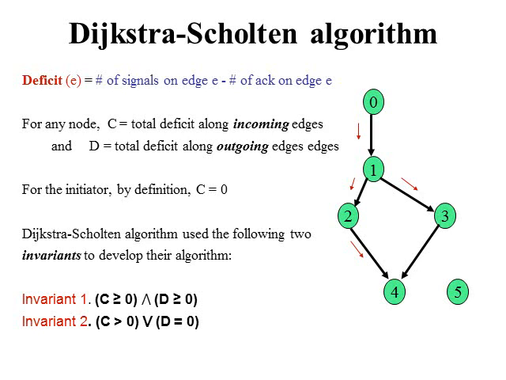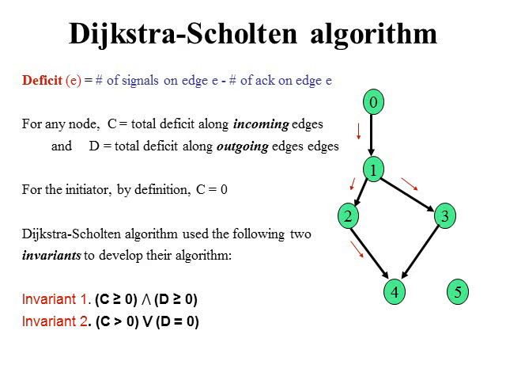Now let's take a deeper look at the terminology associated with the Dijkstra-Scholten algorithm. In order to understand the algorithm, we need to understand some of the terms. The first one is called deficit. There is a deficit associated with each edge E in the distributed system.